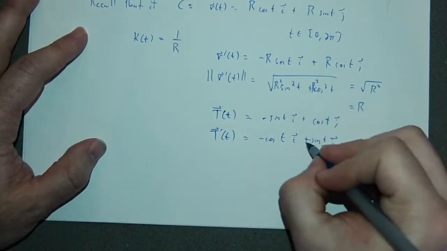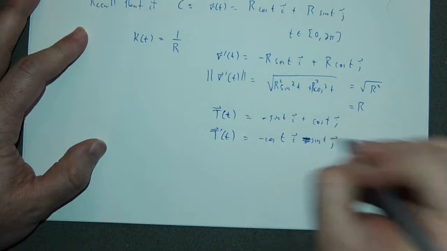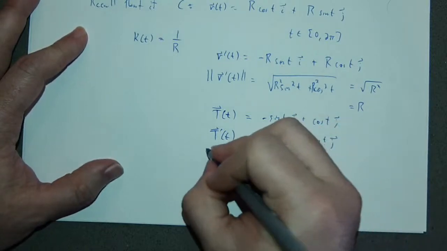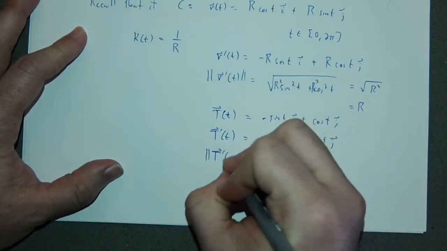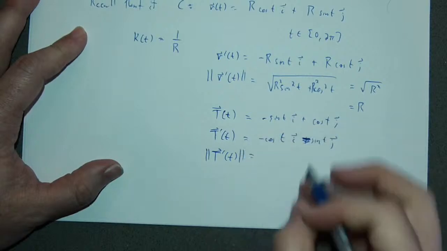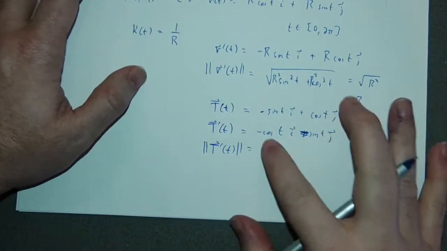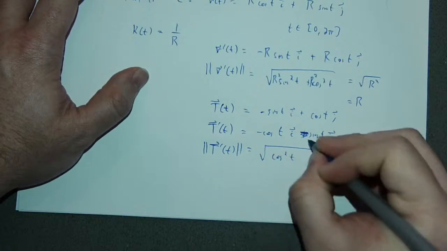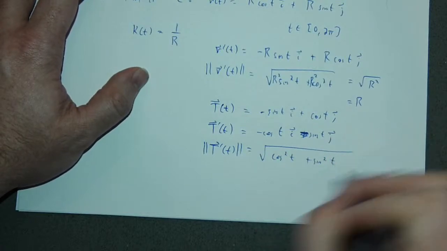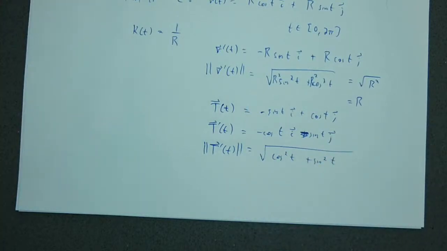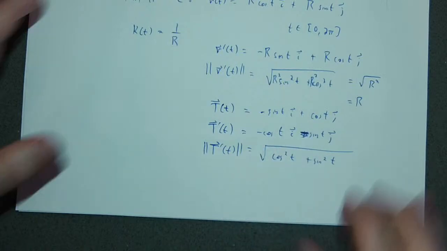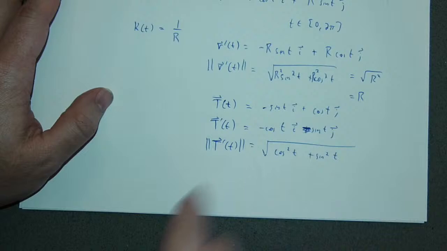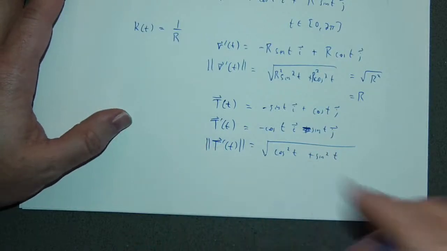Okay, sorry, this is a minus. I did that before too, so this is a minus. So then the length of T prime of t is going to be the square root of cosine squared t plus sine squared t. For my purposes of finding this curvature, it wouldn't have even mattered if I'd screwed the sign up. But if I was trying to find the normal vector, I need that sign to be right for that component to be right. This is 1.